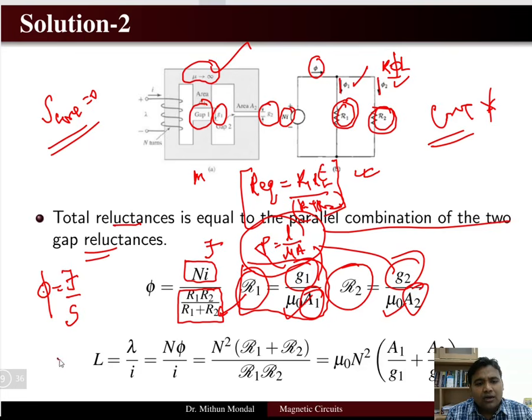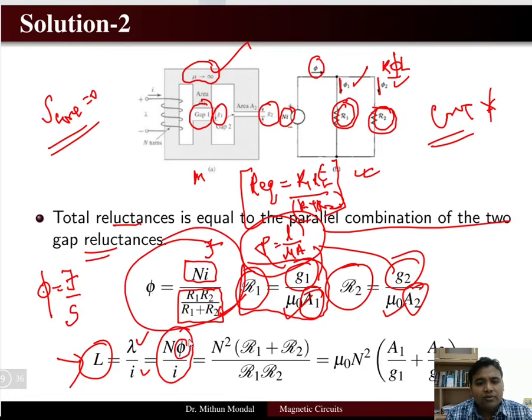If you want to find the inductance, inductance is N phi by I, that is flux linkage per unit of current. You have already determined the value of the flux, so substitute it into the equation of the inductance. After some manipulation of the reluctances R1 and R2, you will finally get this equation.